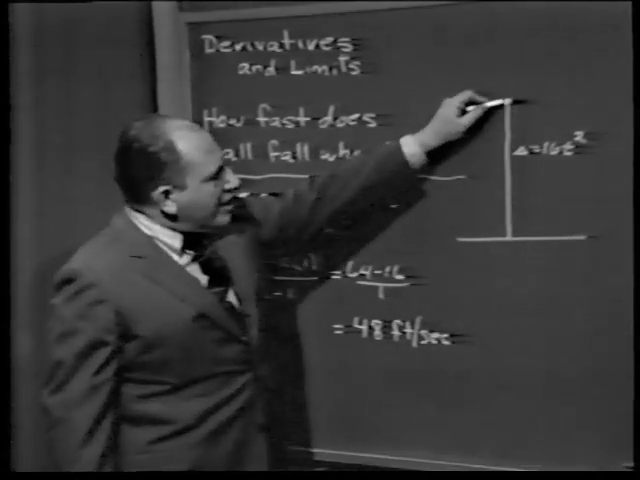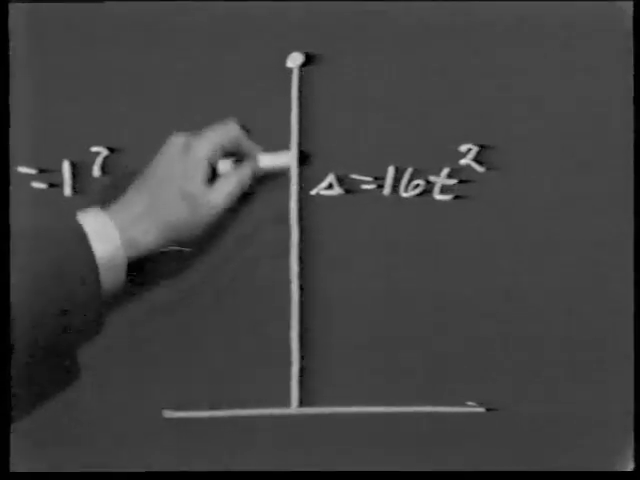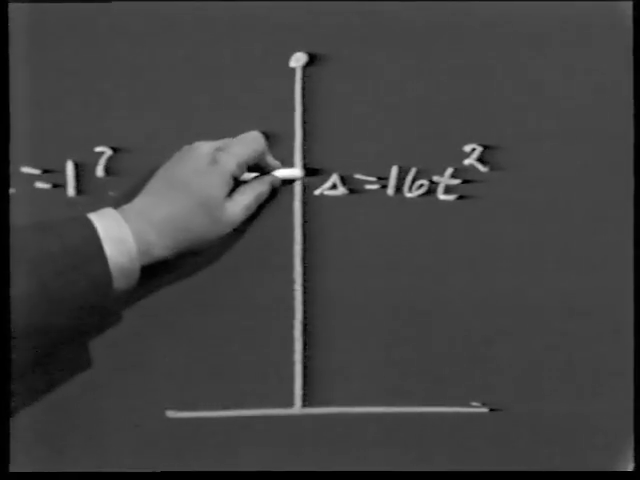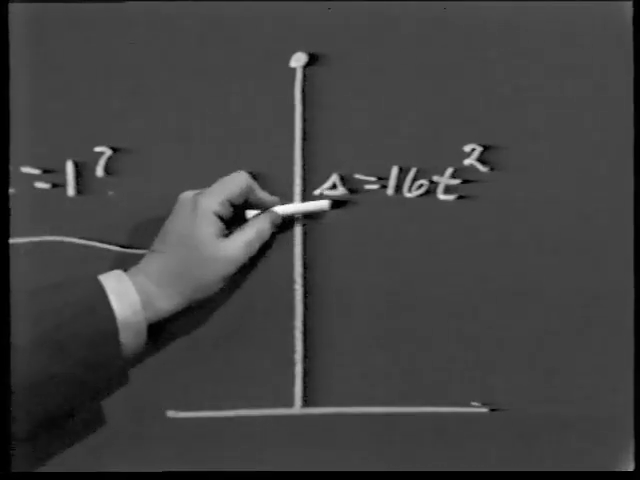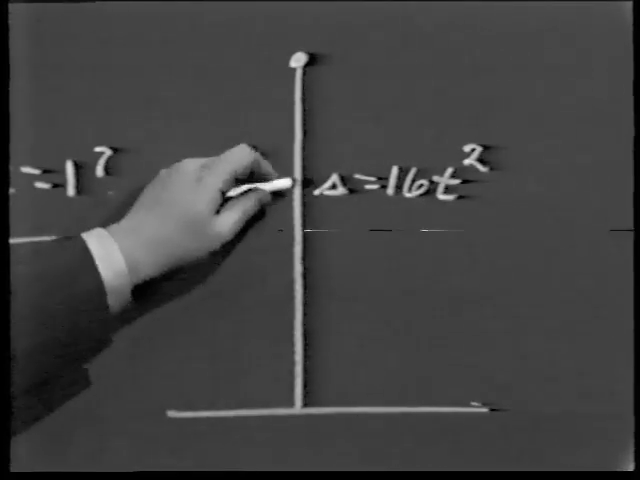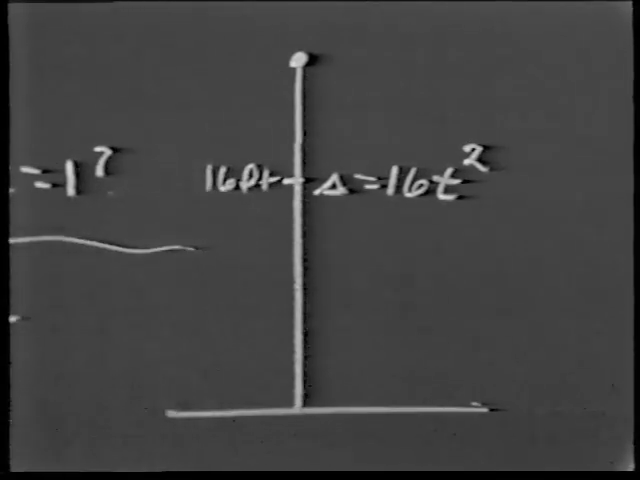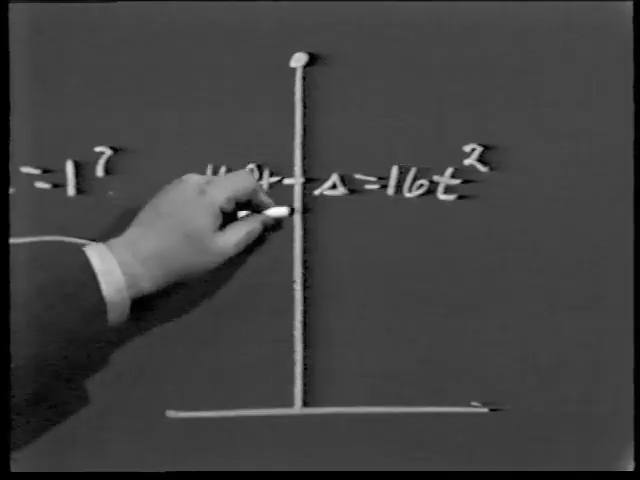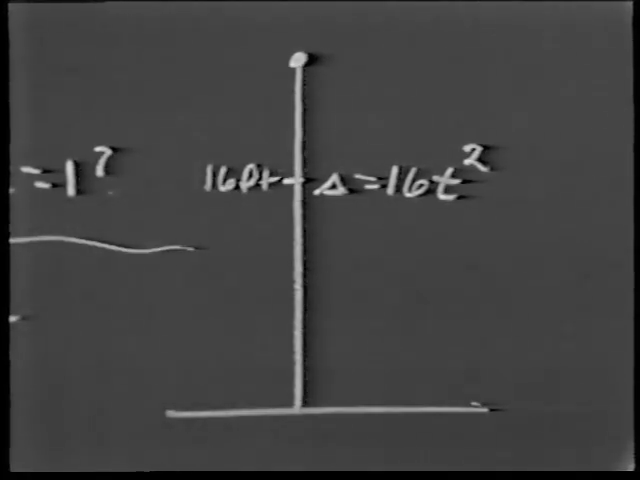In other words, notice that the ball is covering a different distance here as it falls. What we want to know is at the instant that the time is 1. And by the way, don't confuse the speed with the displacement. We know that when the time is 1, the object has fallen a distance of 16 feet. What we want to know is how fast is it falling at that particular point.